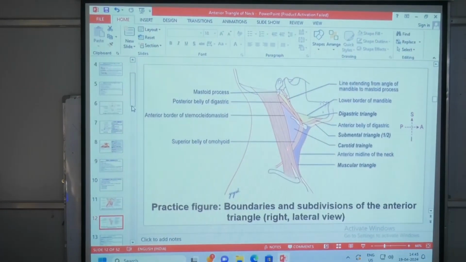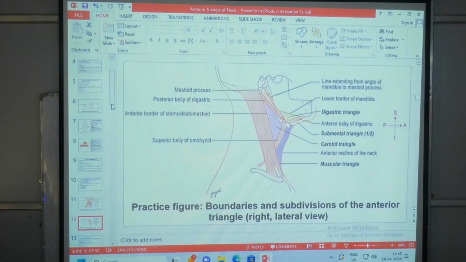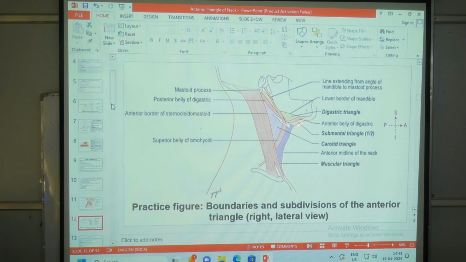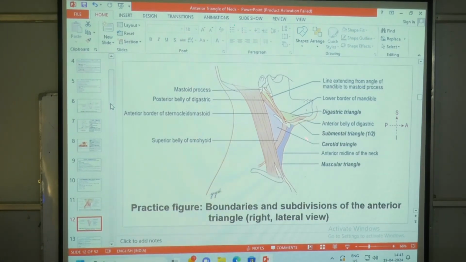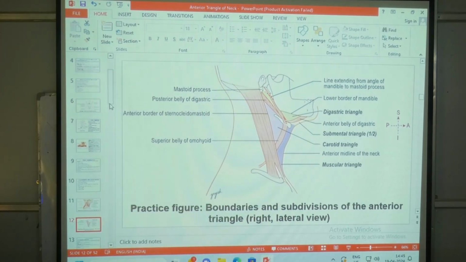After that, we will go to the digastric triangle. Digastric triangle, base is above, apex is below. Base is formed by base of the mandible, the line extending from angle of the mandible to the mastoid process. Anterior inferiorly bounded by anterior belly of digastric, posterior inferiorly by posterior belly of digastric and stylohyoid. Apex is formed by intermediate tendon of the digastric. Floor is formed by the mylohyoid, hyoglossus, and superior and middle constrictor muscles of the pharynx.